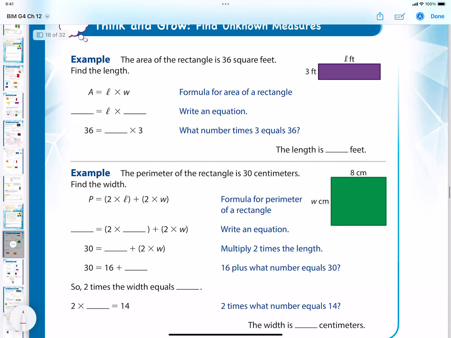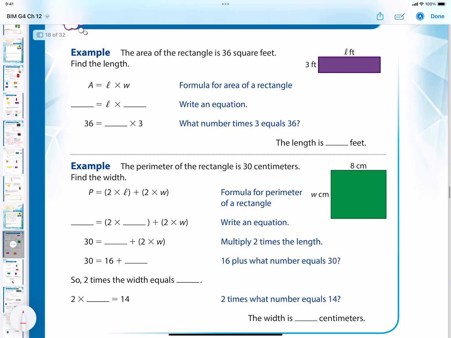Alright, example: the area of the rectangle is 36 square feet, okay? 3 times something has to be 36, because they are talking about the area. Find the length. You might know already, but let's go ahead. Area is length times width, and we know already the width, which is 3. So 36 is equal to one number times 3. That's 12. So the length is 12 feet.